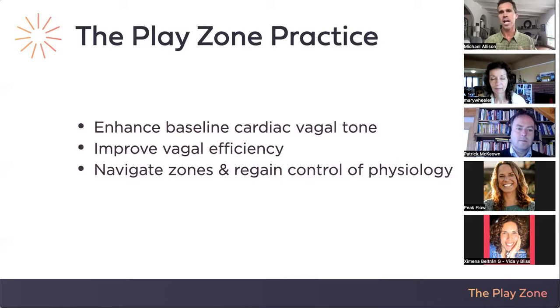The second point is that we want to improve what's called vagal efficiency. Vagal efficiency is how rapidly we can release what's called our vagal brake. It's actually the ventral fibers coming on the vagus that go to the pacemaker of the heart. And it's how efficiently we can release that and allow our heart rate to speed up. And then how effectively we re-engage it and bring ourselves back to calm.